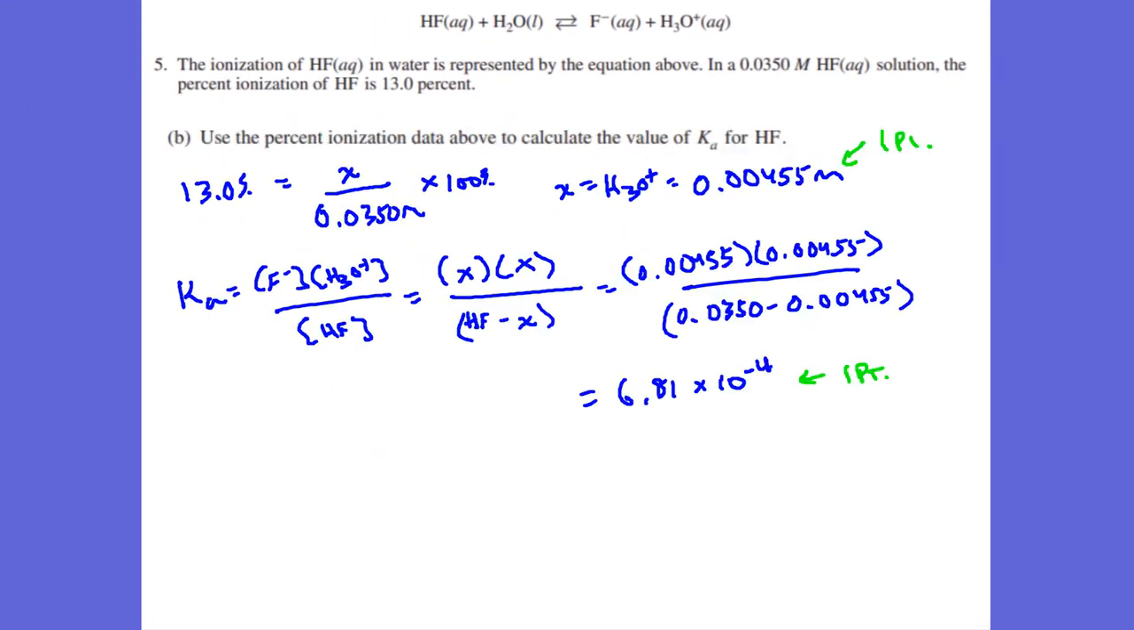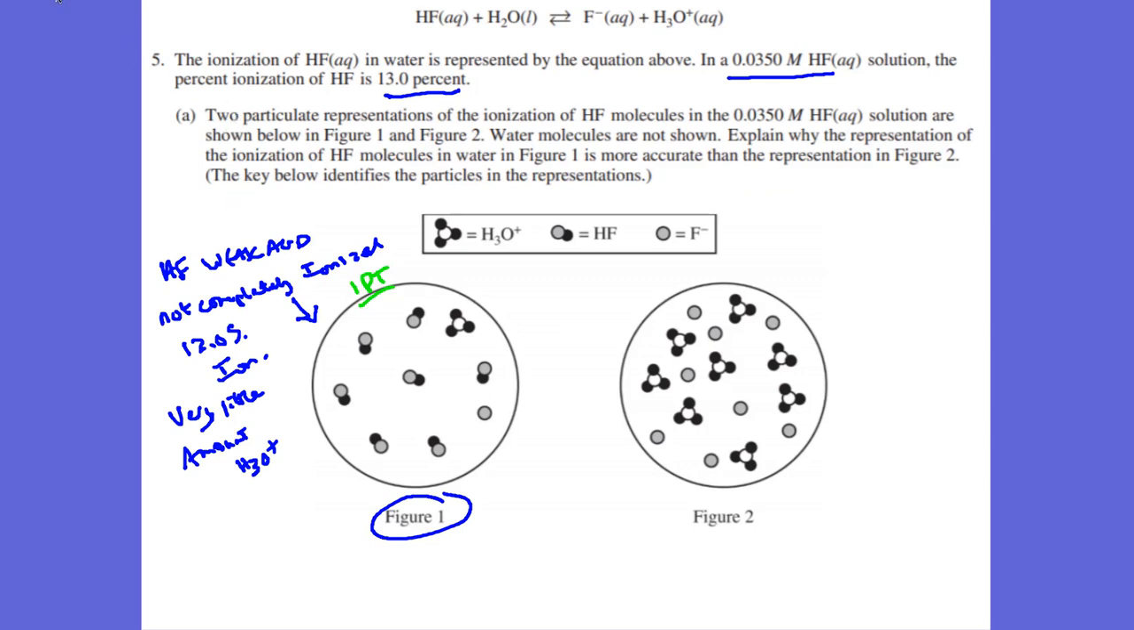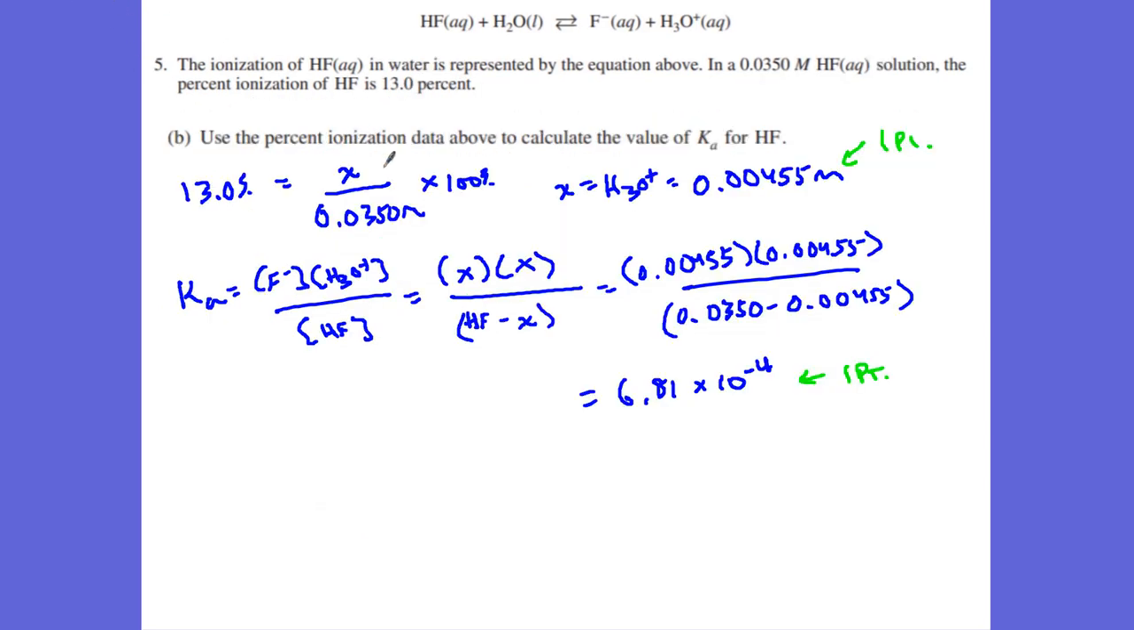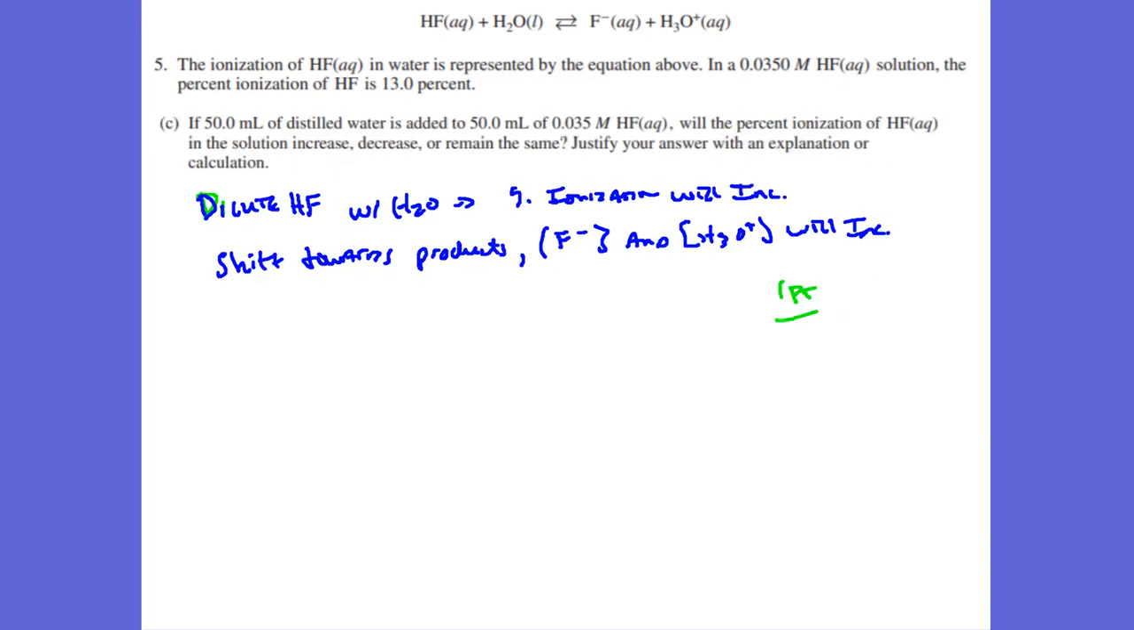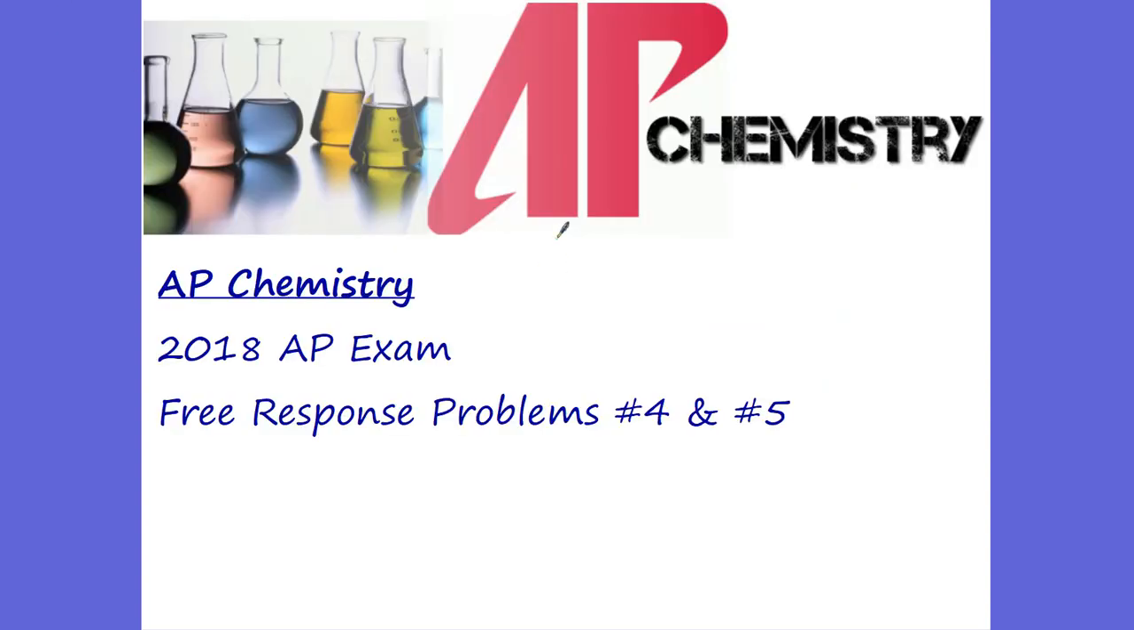So you can see A was worth 1 point for calling it a weak acid, that it does not dissociate. B was worth 2 points, one for finding the H plus, one for then applying that and finding the Ka. And then C was worth 1 point. That's a 4-point problem. So score yourself.